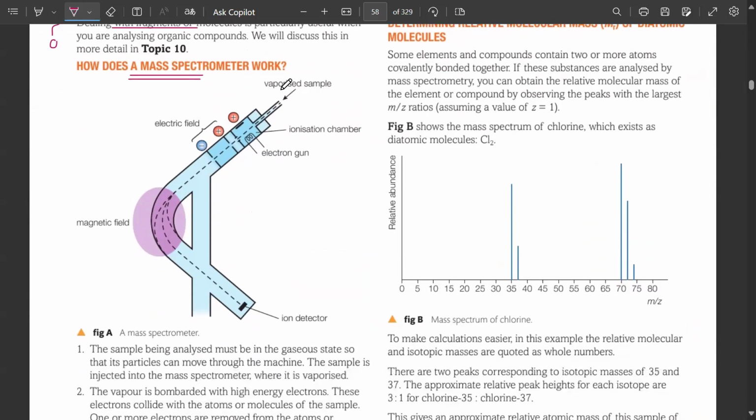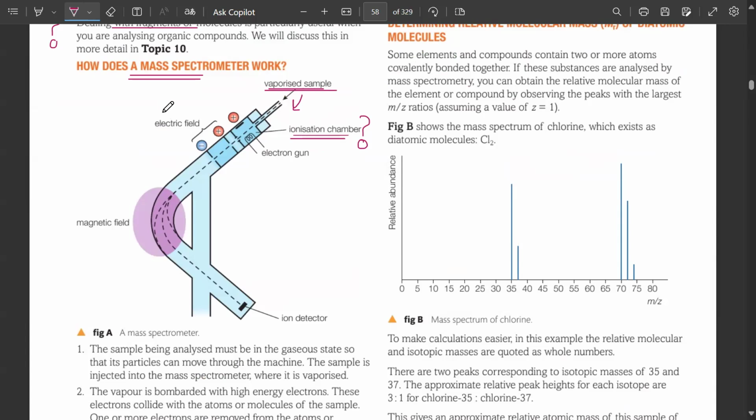Here you can see this is the entry point where the vaporized sample you're about to test is entered, and it goes inside the ionization chamber. What do you think would happen in the ionization chamber, by the name? It will ionize. Good. Okay, what is ionizing? Either the loss or gain of electrons.